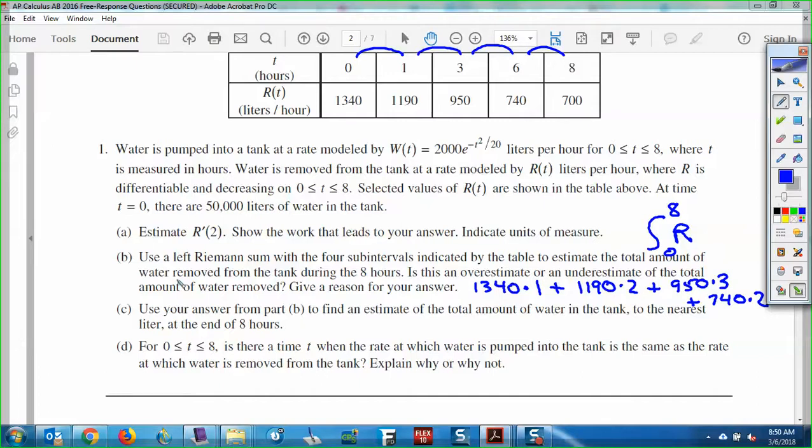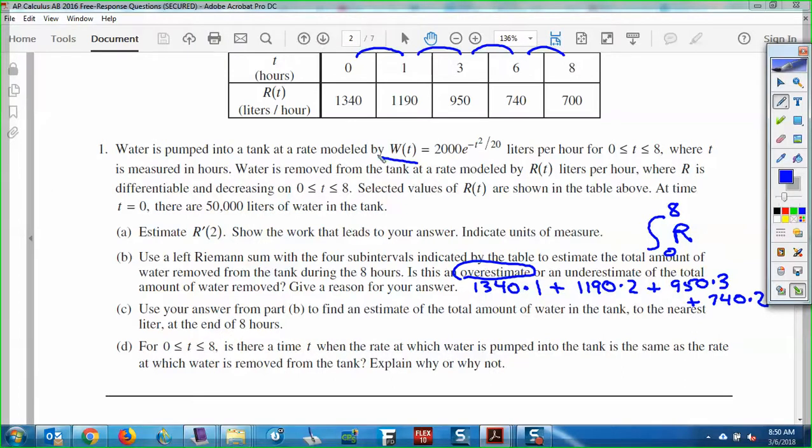I think it was an overestimate because this is decreasing, so the left rectangles will be over. So I think that was going to be an overestimate. But go ahead and multiply that out, give that answer. Now, that was the total water removed during those 8 hours. Okay? Now, use your answer from part B to find an estimate for the total amount in the tank at the end of the 8 hours.